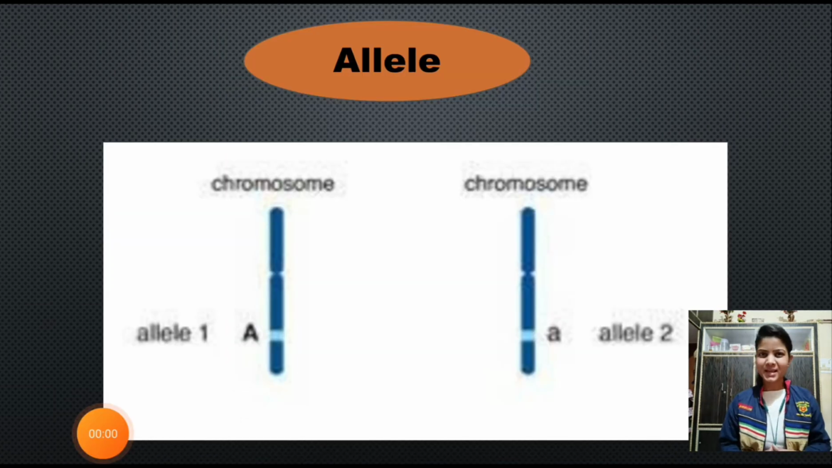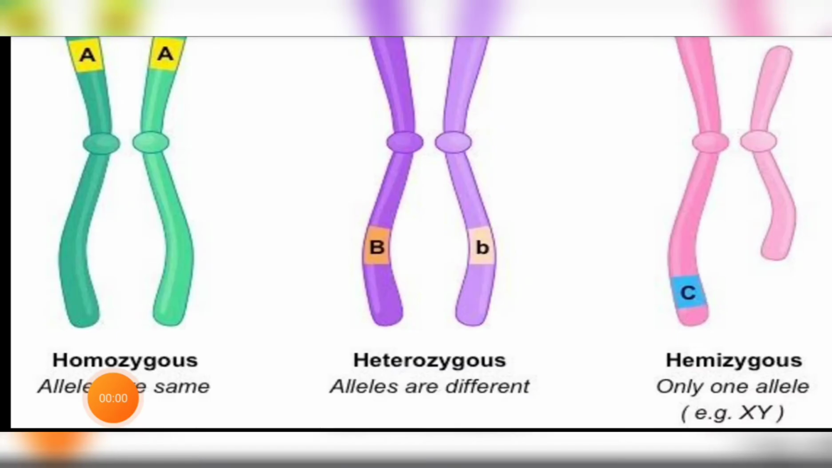Next one is allele. What is an allele? An allele is the alternative form of a gene, located at the same locus or position on homologous chromosomes. The term allele was coined by W. Bateson.